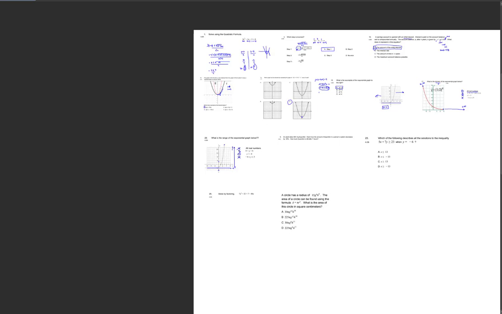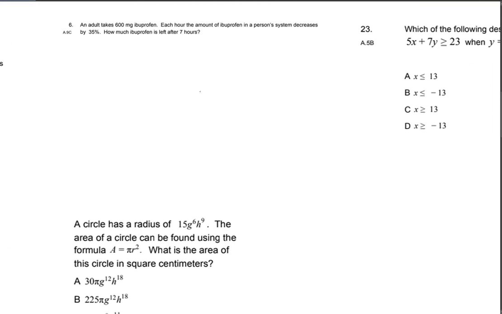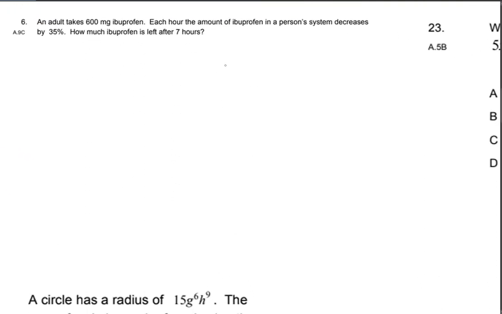All right, an adult takes 600 milligrams of ibuprofen. Each hour, the amount of ibuprofen in a person's system decreases by 35%. How much ibuprofen is left after 7 hours?